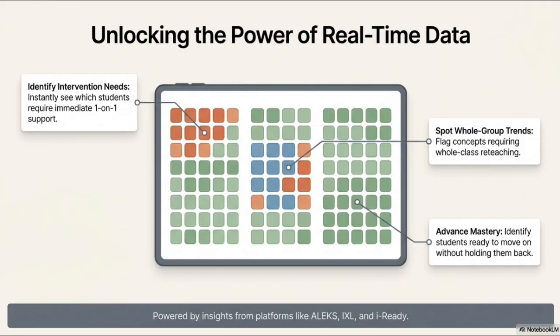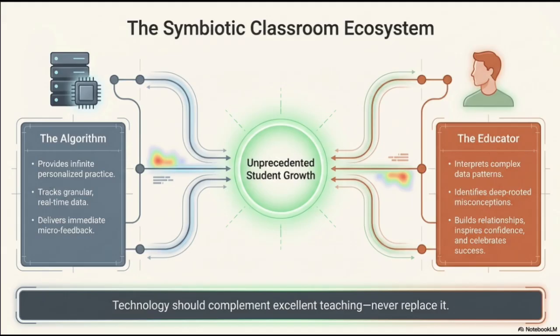However, it's important to recognize that technology is not a solution by itself. Simply placing students in front of a computer will not improve learning. Effective instruction still depends on skilled teachers who know how to interpret data, ask meaningful questions, facilitate discussions, and build positive relationships with students. Adaptive learning technology should always complement excellent teaching, not replace it.